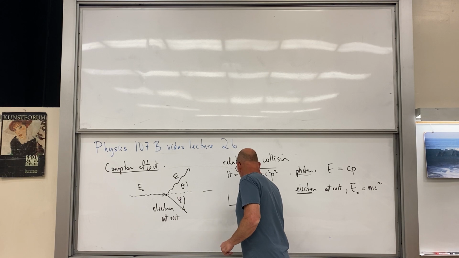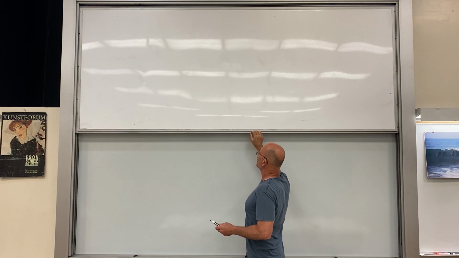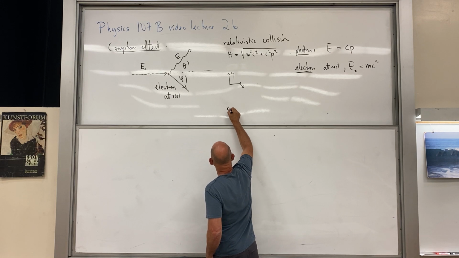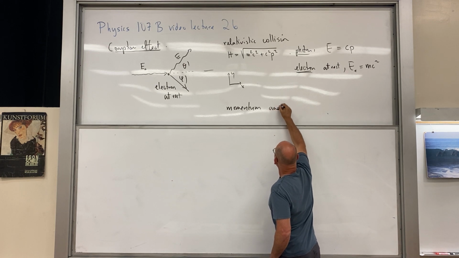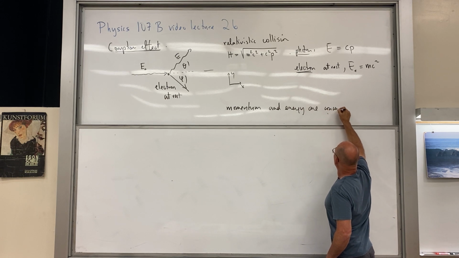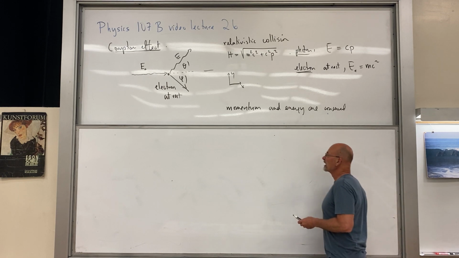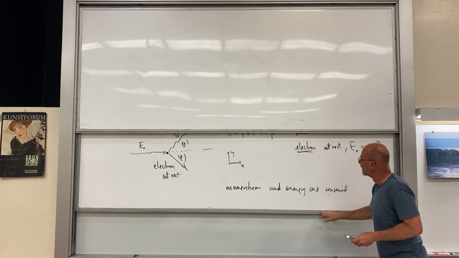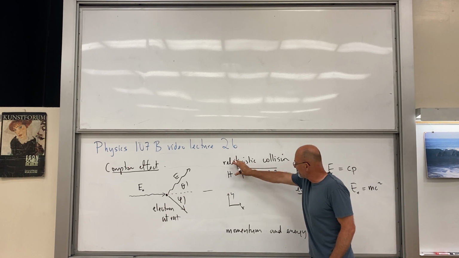This is our XY system. I'll just write here, momentum and energy are conserved. And actually, I'll put here what we're going to use later on. So there's our relativistic collision.